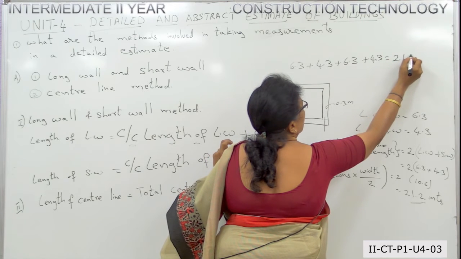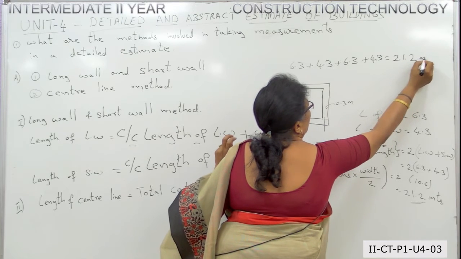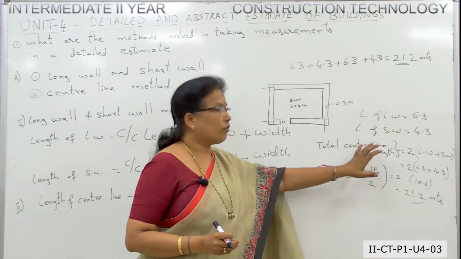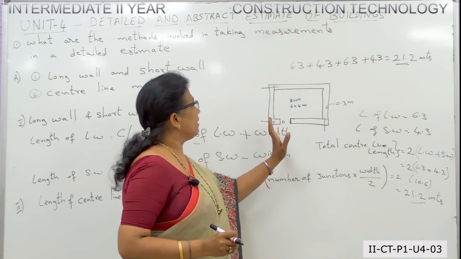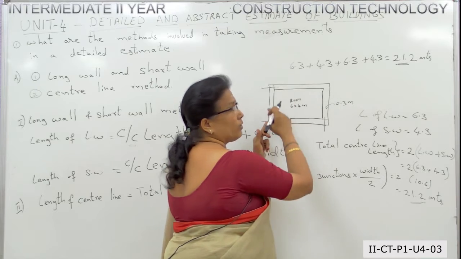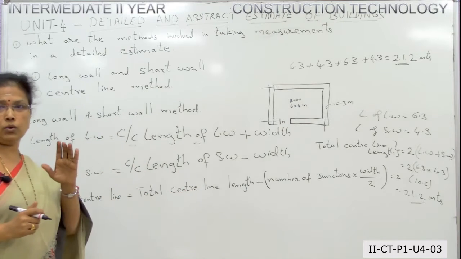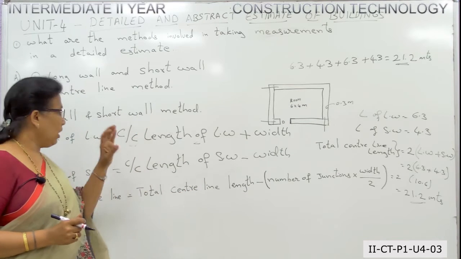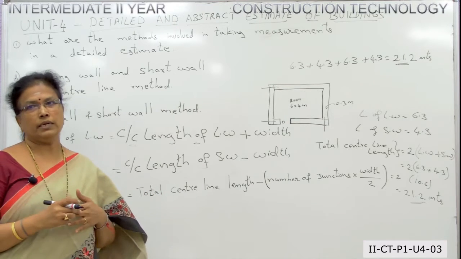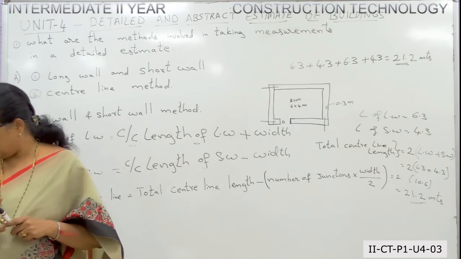So the total length of the center line is 21.2. If you take it in the formula form, or if you take it individually, from here to here, when you calculate it, this is the total center line. Hope you understood how to calculate the length of the long wall, the length of the short wall and the length of the center line. When we do the problems in detail, that time it will be clear for you. Next.